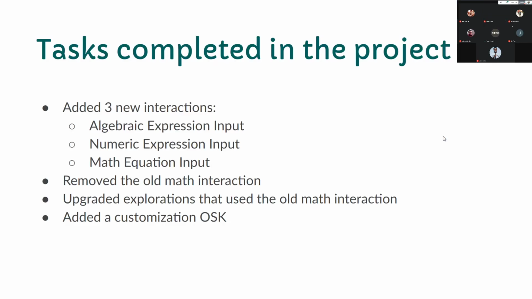Next slide, please. Okay, so this is the basic overview of my project. What I did was replace the old math interaction, which just had a single rule, with these 3 new interactions, one for algebraic input, one for numeric input, and one for equations. And the algebraic and equation input each have 5 different rule types for detecting various kinds of learner answers, and the numeric input has 4 different rule types.